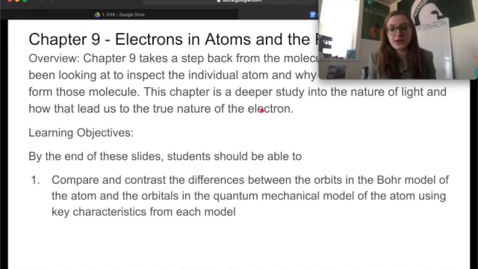I'm kind of using key characteristics from each model, where they come from, who founded them, why each has its own merits, and so on and so forth. So that's where we're headed.